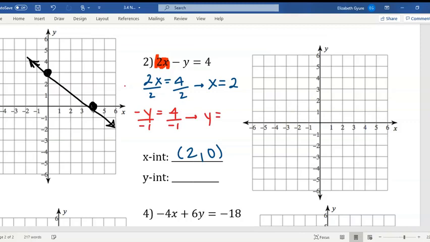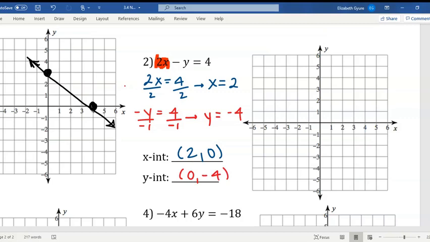And what is 4 divided by negative 1? Negative 4. A negative divided by a positive would be negative 4. And then I have that y is negative 4. What's the appropriate way to write that as a point? Olivia? Very good. 0, negative 4.